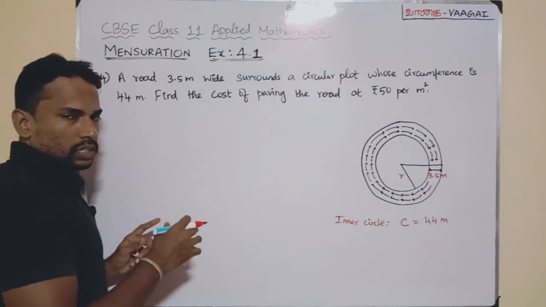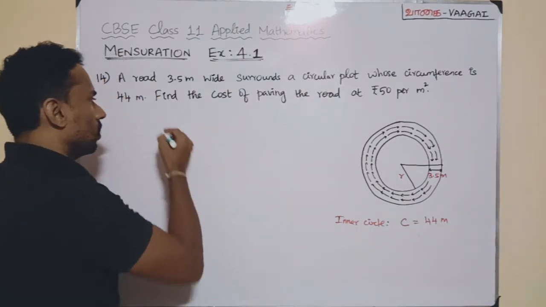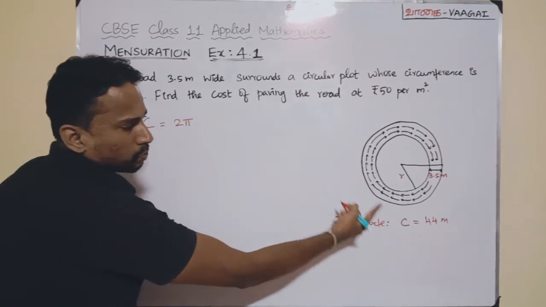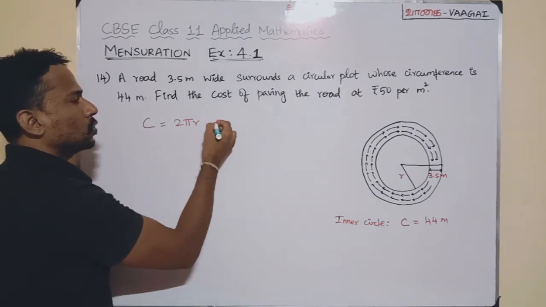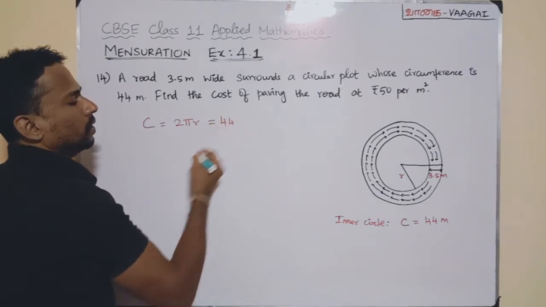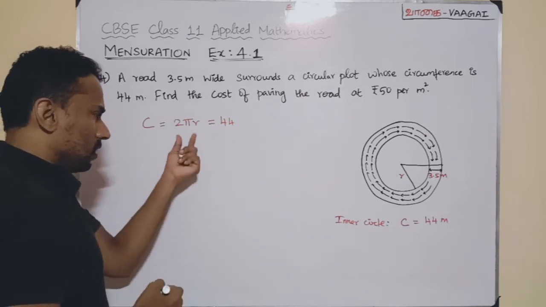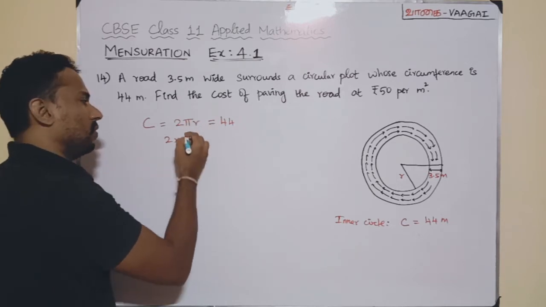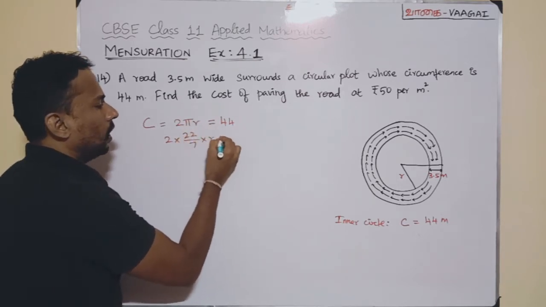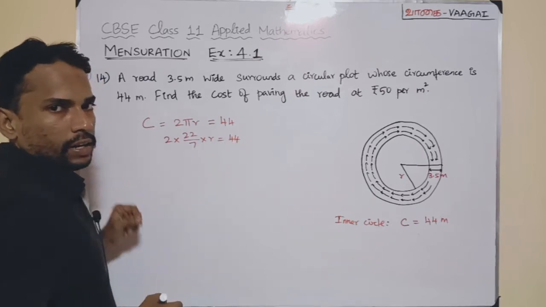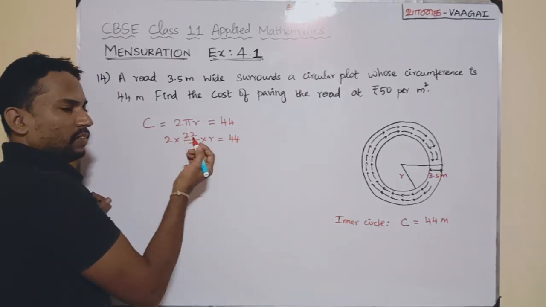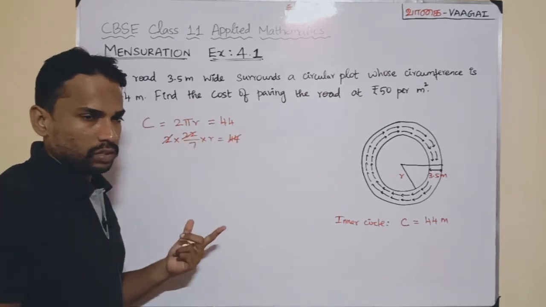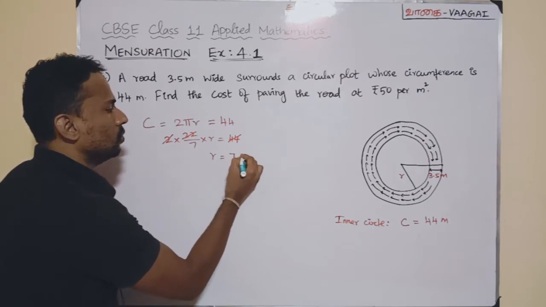Let's go back to the circumference of the circle formula. We know circumference is 2 pi into radius. The radius, as per our assumption, is r. So 2 pi r is equal to 44 meter. Let's solve and find the value of r. So 2 into pi, which we take as 22 by 7, into r is equal to 44. Two 22s are 44, which cancels with the right hand side 44. I will simply be left with r is equal to 7 meter.